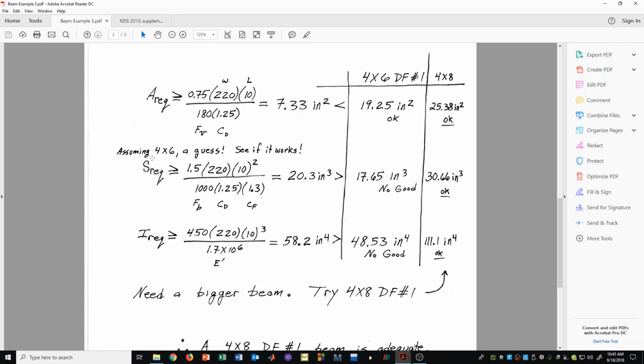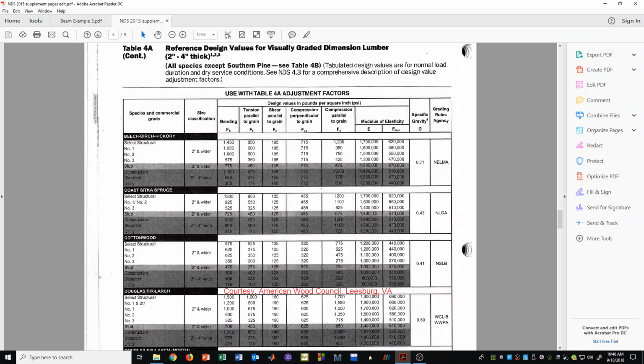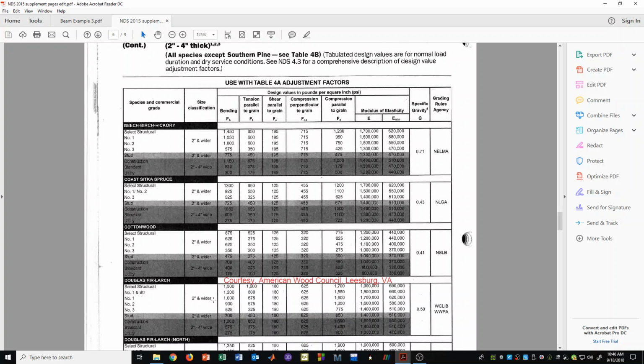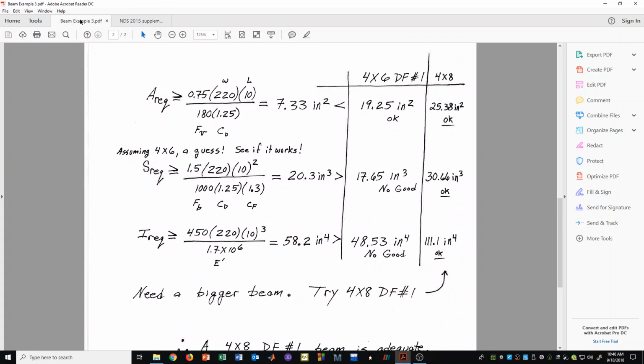We need to calculate the required section modulus here. It's 1.5 times WL squared over FB prime, which is this bottom quantity that's described here. For our W, we have 220 again. We have L of 10. We have 1,000 for F sub B, and then it's multiplied by adjustment factors. The 1,000 is again found by looking at the supplement table values for a Douglas fir number one, we have 1,000 psi for F sub B, the bending stress.